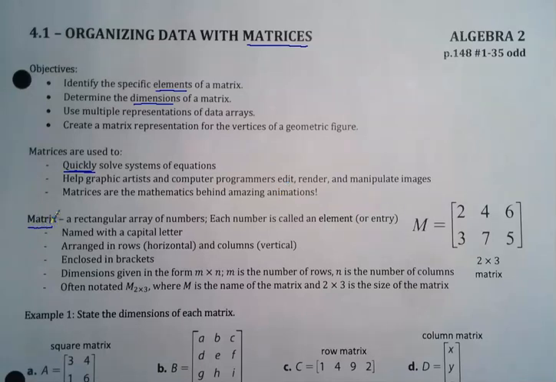All right, first of all, let's look at a matrix. It's a rectangular array of numbers. So this right here is called a matrix. Notice it's a rectangular array, just a rectangular setup of numbers. Each number is called an element or an entry. So 2 is an element, 4 is an element, 6 is an element of this matrix. Each number is an element.